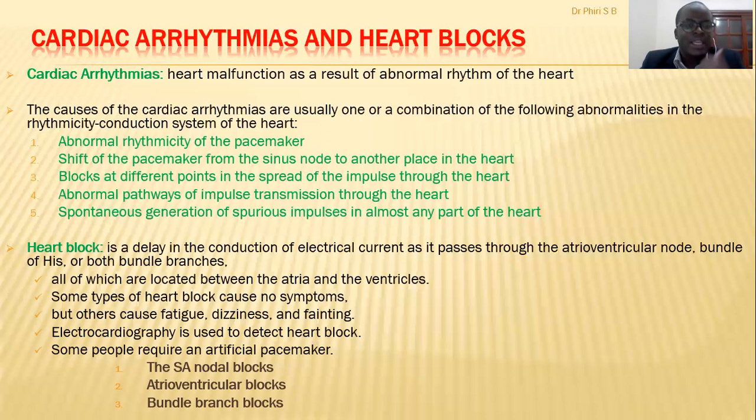So heart block is a delay in the conduction of electrical current as it passes through the atrioventricular node, bundle of His, or both bundle branches. Sometimes you can have a partial block or a complete block, all of which are located between the atria and the ventricle. You know the normal conductive system of the heart is between the atria and the ventricle, so the blockade is between the atria and the ventricle. This is where you find heart blocks.